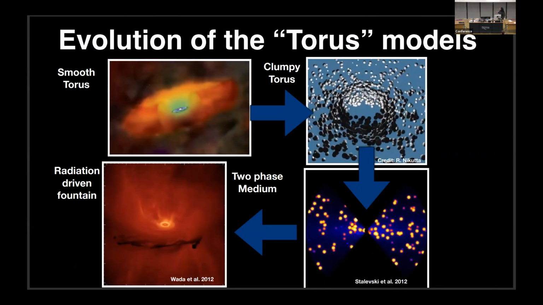And okay, so now the torus models have to evolve once again to explain that emission to the polar regions. So now we think that there might be dusty winds that are radiation driven.